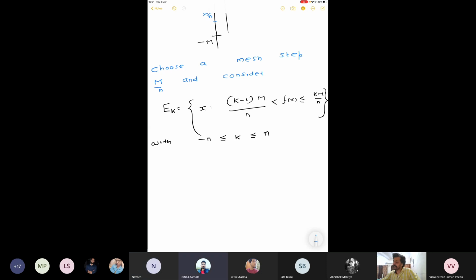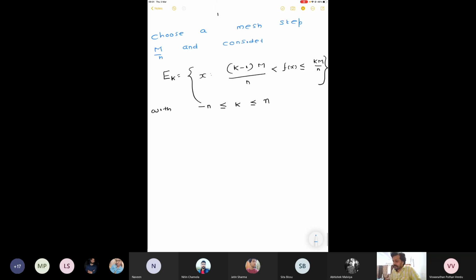Yes, sir. That's why I did not pick it. If you see the definition, I did not write less than or equal to on both sides. On one side I have put strictly less than. Note that the Ek's are disjoint. That is one observation.